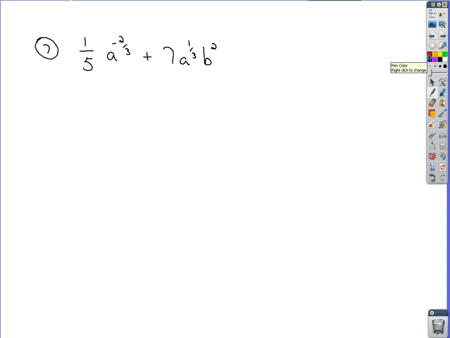Just like we did in the last one, start with the negative power. Got your negative power right here. Obviously, it's a power on the a. So a to the negative 2/3 would be the exponential expression. See what is attached to that expression. When I say attached, multiplied. 1/5 is attached, right?